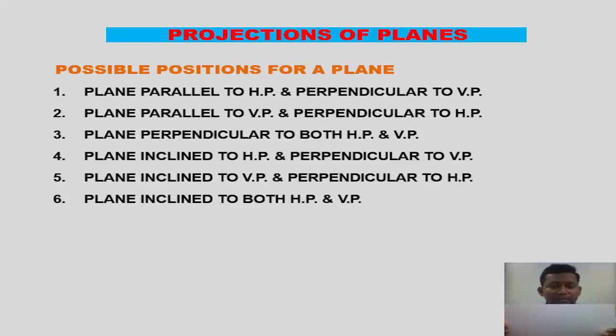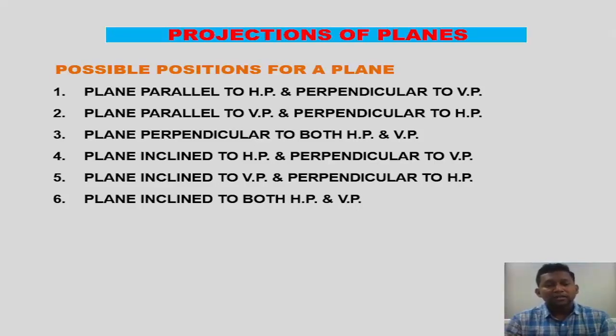And the last position is plane inclined to both HP and VP. When a plane is inclined to both HP and VP, in the front view you cannot get the true shape, and in the top view also you cannot get the true shape. So how many front views and top views are needed to solve the last position problem? You need three front views and three top views to solve the problem. So, plane inclined to both HP and VP.